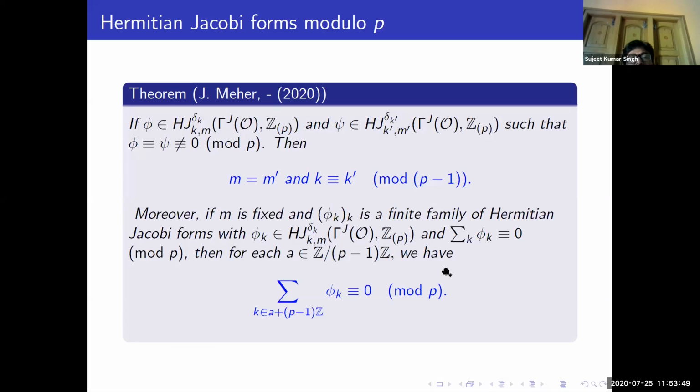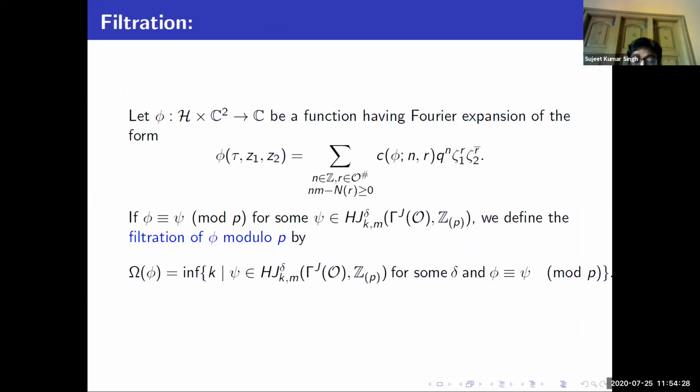Similar to the case of modular forms, we proved that if two Hermitian Jacobi forms are congruent, their indices must be equal, and their weight difference must be divisible by p minus 1. Moreover, we have proved that if there is a finite sum of Hermitian Jacobi forms, and if they are congruent to 0 mod p, then for each conjugacy class, the class summation will be congruent to 0 mod p. To prove this, we followed a similar method as in the case of Jacobi forms. So this was not a big problem for us.